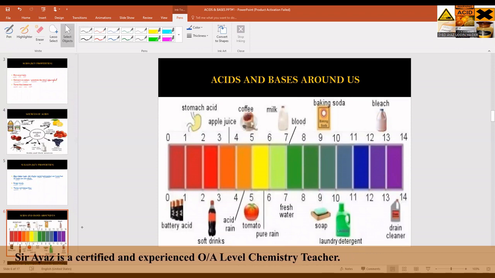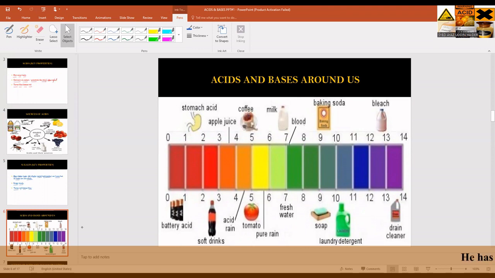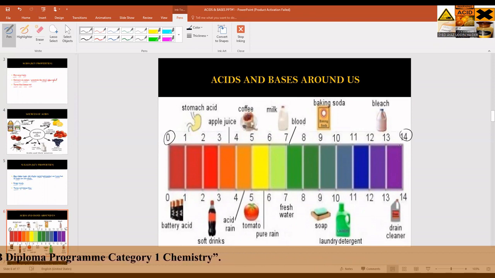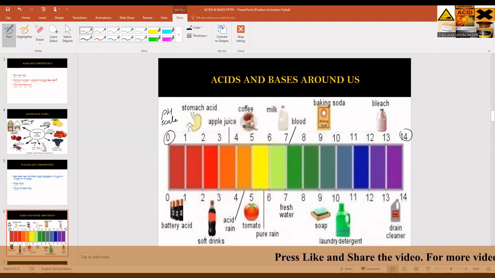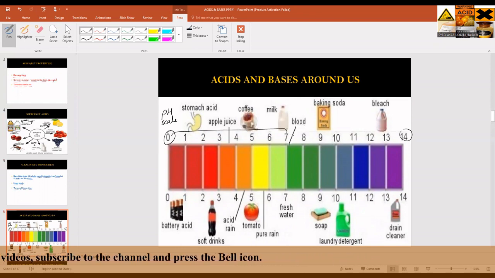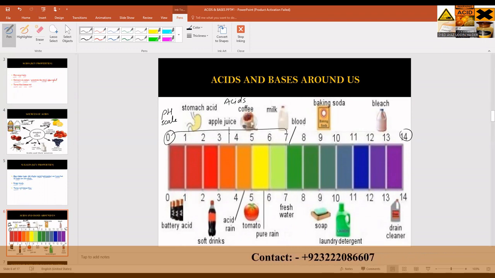So here are some examples of acids and bases around us. You see the scale starting from 0 and ending on 14. This is known as pH scale. Between 0 to 7, we have acid category. These all are acids or they contain acids. These have acid in them. And from 7 till 14, we have bases.